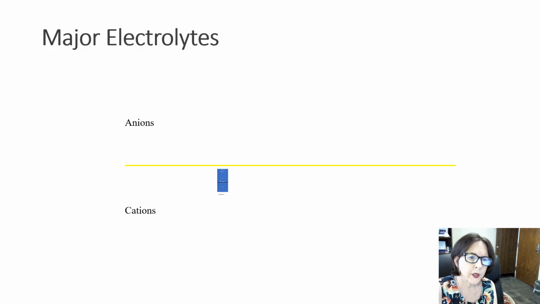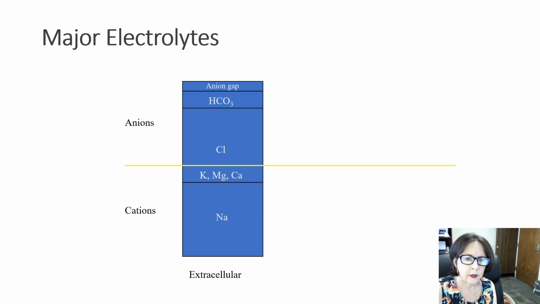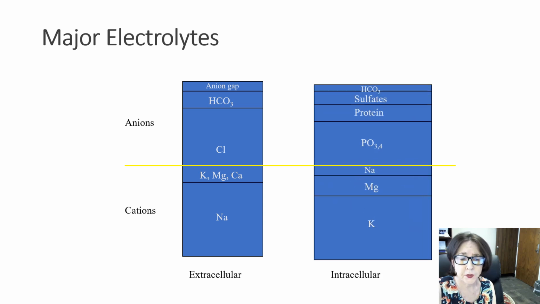The major intracellular cation, or positively charged, is potassium. The major extracellular cation is sodium. Cations are usually joined to anions, or negatively charged particles, to form neutral molecules. Examples are bicarb, chloride, and phosphorus. Those are the major anions. And they form molecules such as sodium chloride, potassium chloride, calcium carbonate, and calcium chloride.